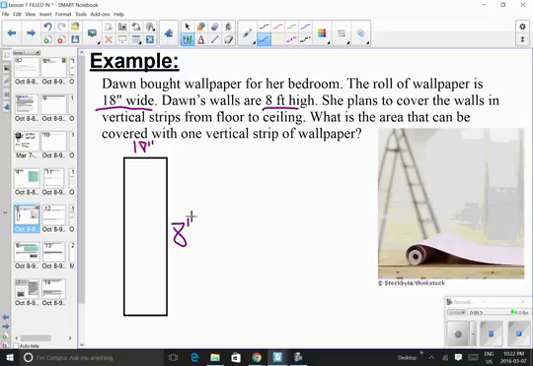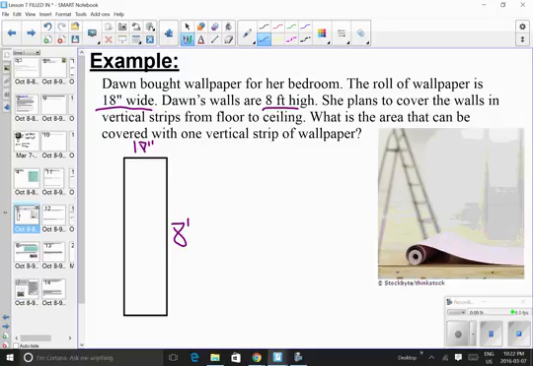And all will be fine and dandy. I know my area is length times width. However, whenever I use a formula, I have to use the same units in it. So what I'm going to do is, let's do our answer in square feet. It doesn't say whether they want the answer in square inches or square feet, but I want to do my answer in square feet.